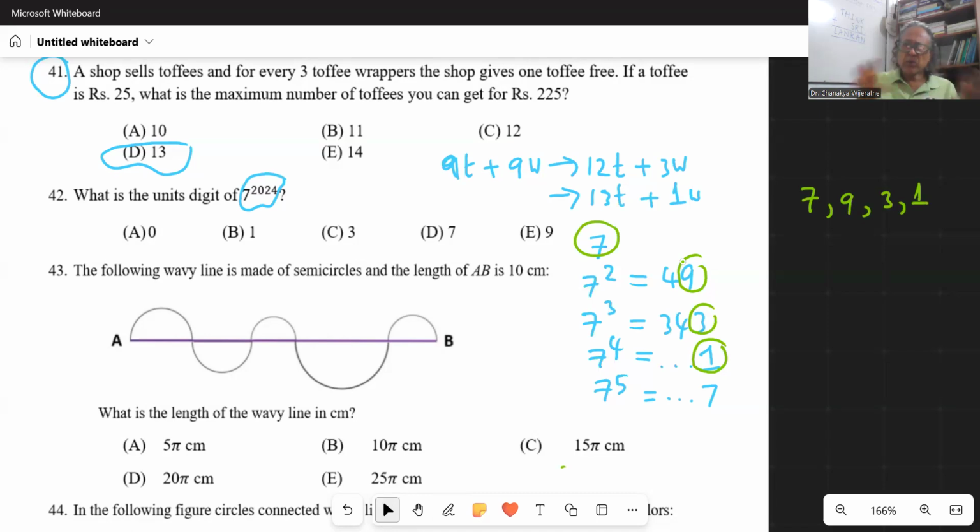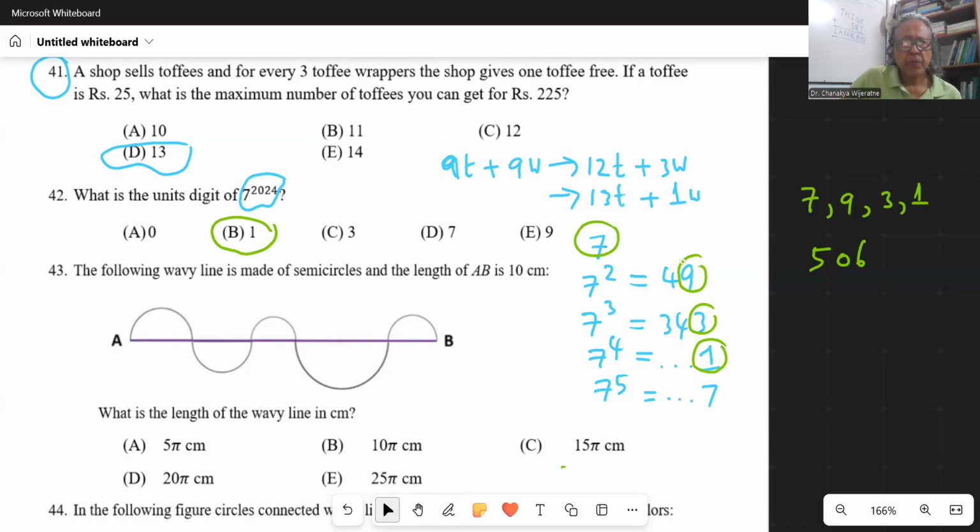So how many blocks are there in 2024? 2024 divided by 4 gives 506. So there are 506 full blocks, and so the last digit is the end of a block, which is 1. So the next digit is 1.